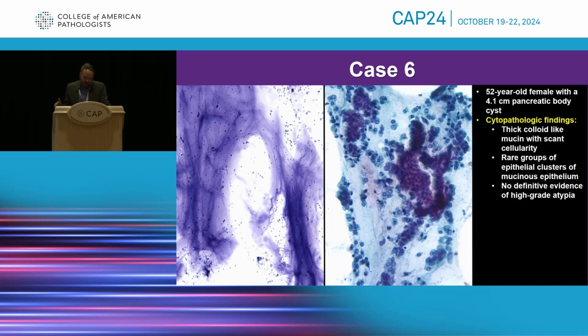However, on the right-hand side, you also have mucinous epithelium that you can see. So in this case, the mucinous epithelium is pretty bland. It doesn't have a lot of atypia in it, so there is no evidence of malignancy or high-grade atypia.